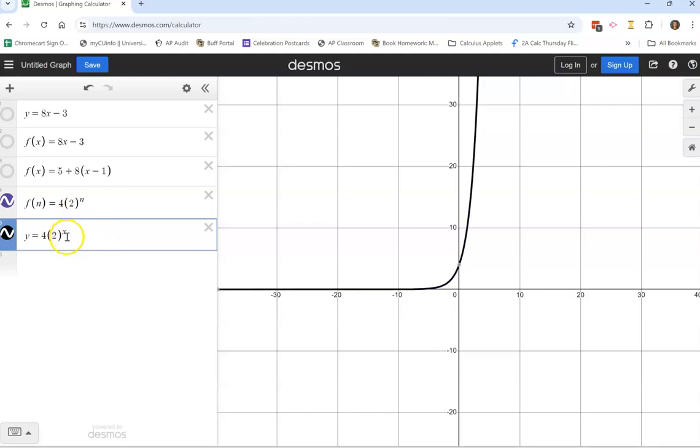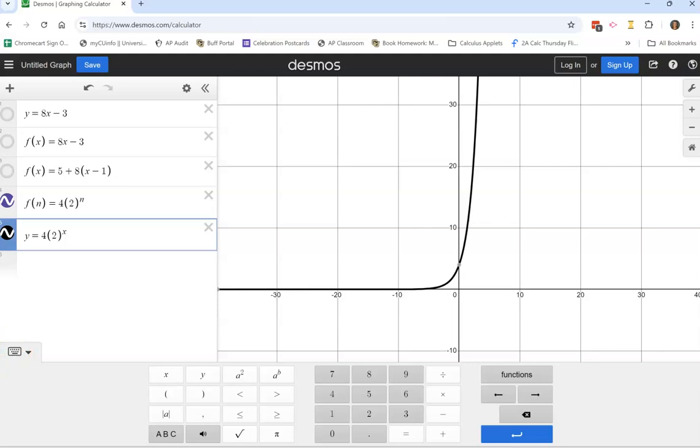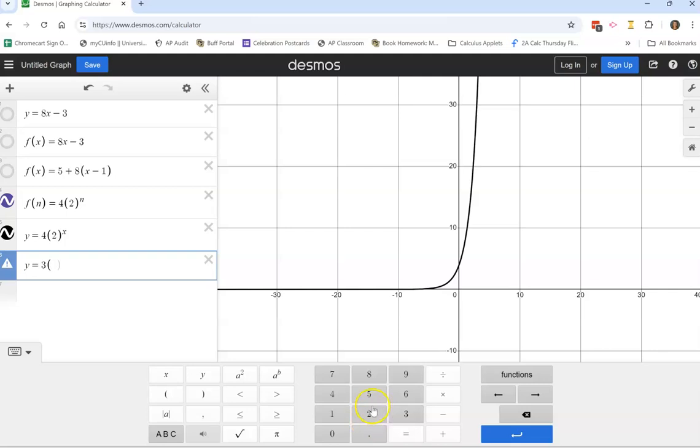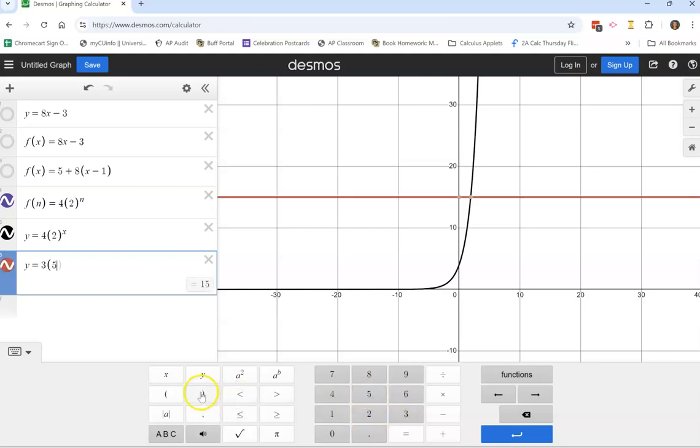The way that I'm getting to the exponent here is on my keyboard. I'm hitting Shift 6, which brings up the caret button, but you could also bring up this keyboard down here. And so you could type down here like y equals, I'm going to do a different one. Let's say 3 times, let's say 5.